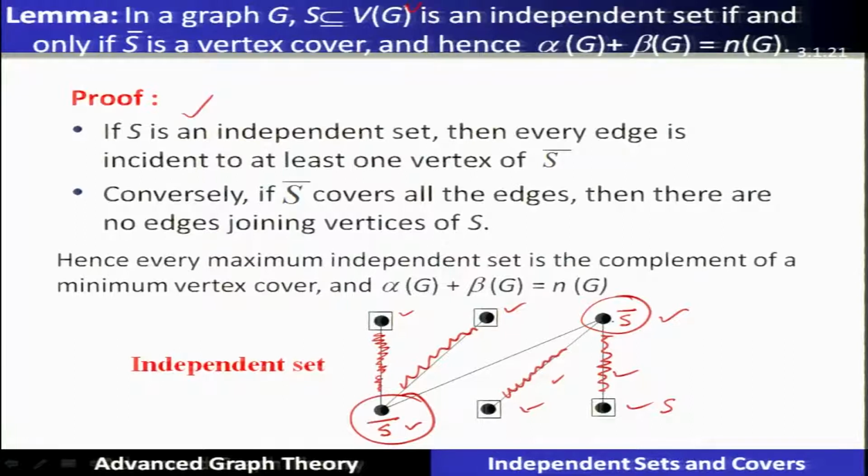So, here alpha G is basically the independent set and beta G is the vertex cover. So, this is the independent set plus this is the vertex cover, and that becomes the total number of vertices in the graph, and that is what we are going to prove by this particular process.